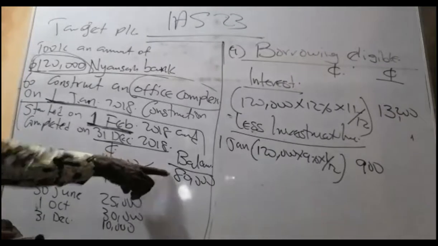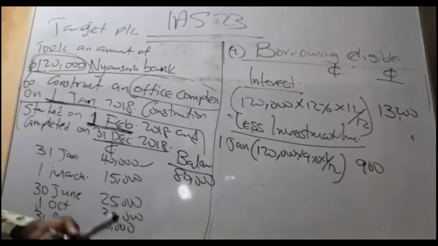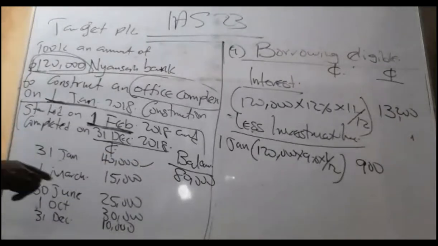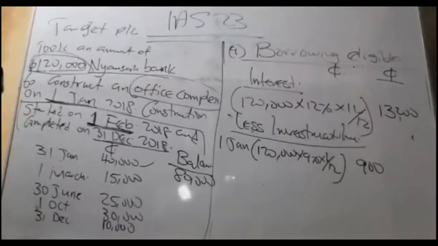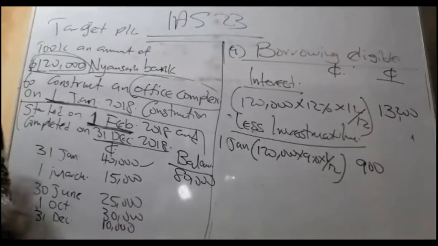Now this 80,000 too is what? It's also free until 1st of what? March. So they are going to invest this one for how many months? From 31st January to 1st of March, how many months? One month.